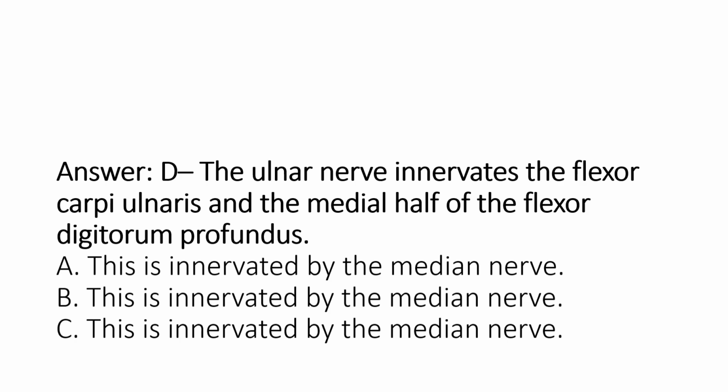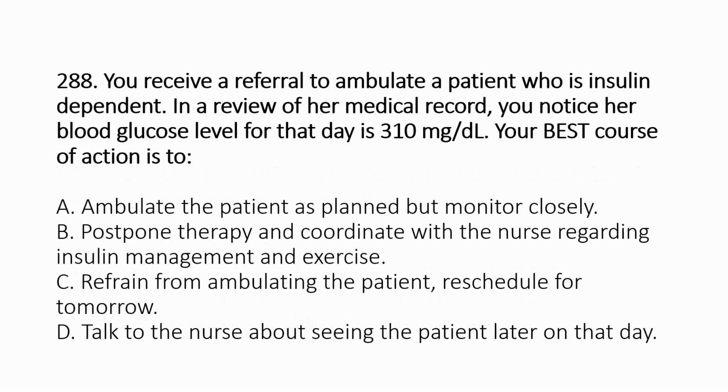Now let's move to question number 288. You receive a referral to ambulate a patient who is insulin dependent. In a review of her medical record, you notice her blood glucose level for that day is 310 mg per deciliter. Your best course of action is to Option A, ambulate the patient as planned but monitor closely.